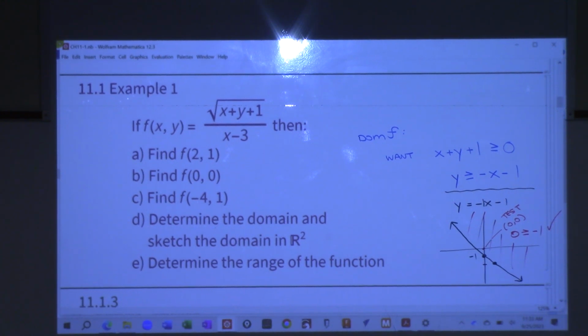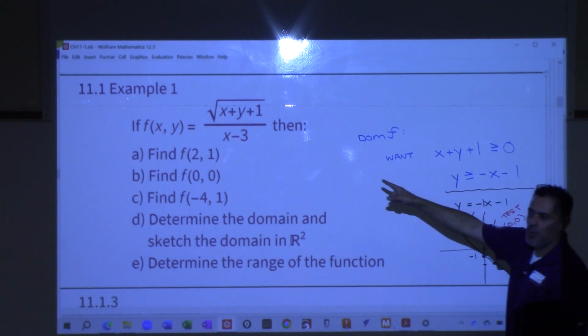Okay? Now, do we include the line or not? Yes, because it had a bar here, right? If this bar wasn't here, I would have to do a dotted line and not include the boundary of the line. Okay, so far, my answer is this picture. But is there any other domain restrictions?